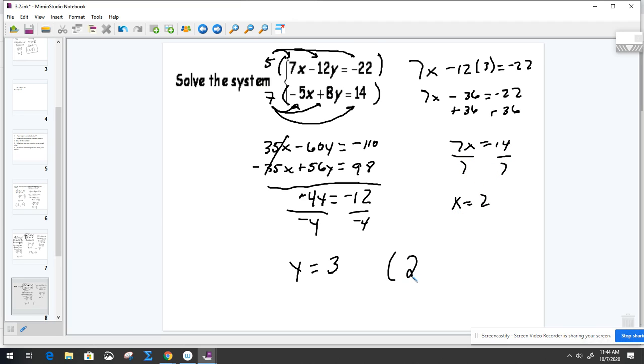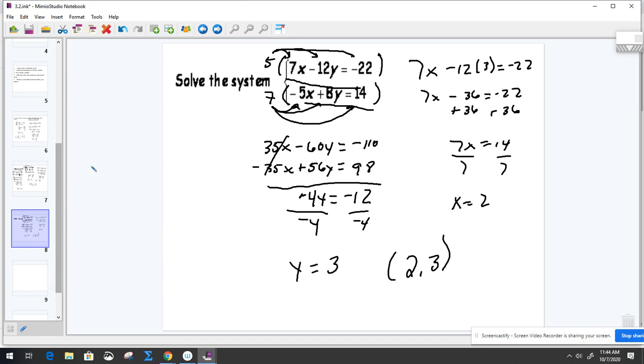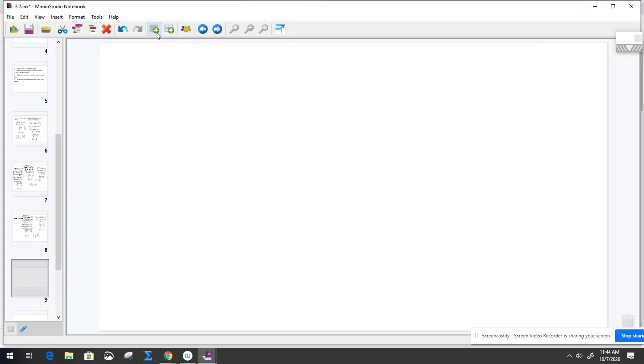So again, you can go back and check every single one of these problems. And if you are comfortable with Desmos, you could go and plug this into Desmos and this problem into Desmos, and they will intersect at 2, 3. But this is the method of linear combination, or also called elimination. Linear combination or elimination.